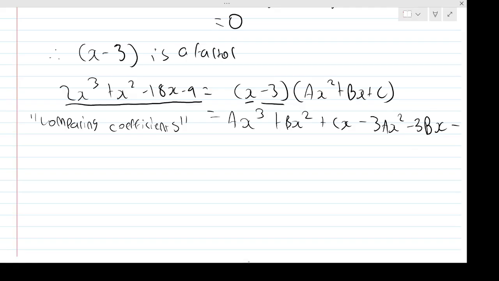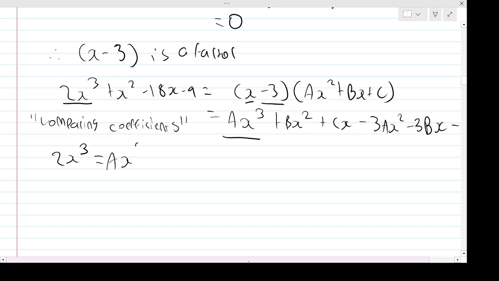Comparing coefficients then, it means we compare the coefficients of all the terms, right? First, with the x cubed term, we have 2x cubed. So it's going to have to equal the x cubed term on this side. The only x cubed term here is ax cubed. So that's going to equal ax cubed, and from that I can then deduce a would be 2, right? So I found the a value there.